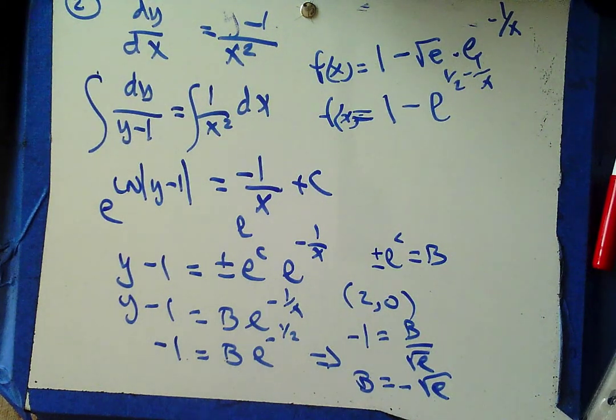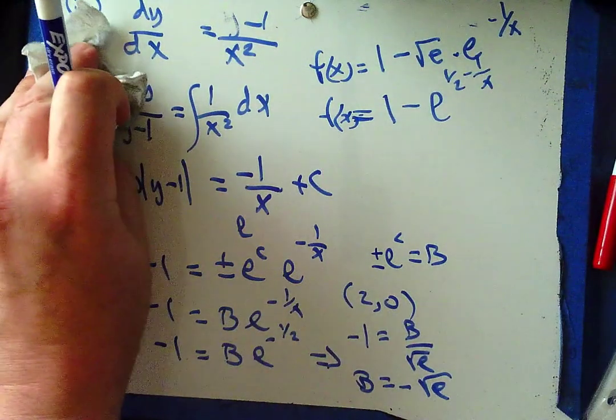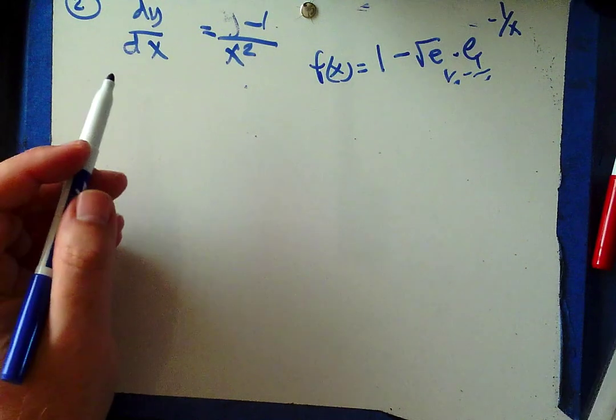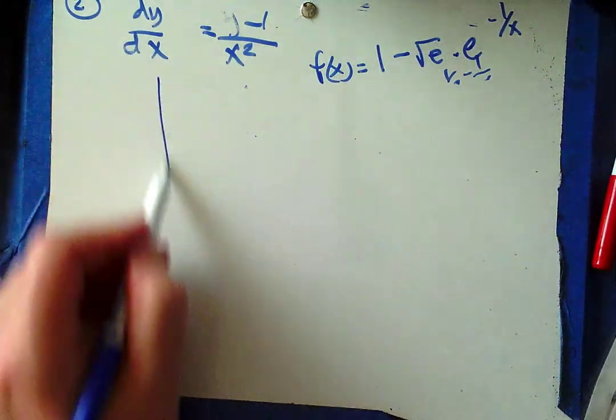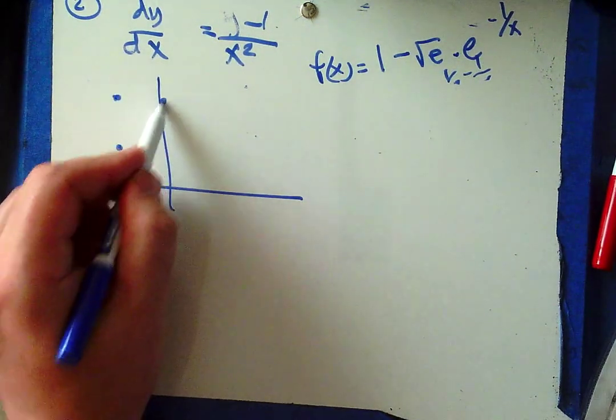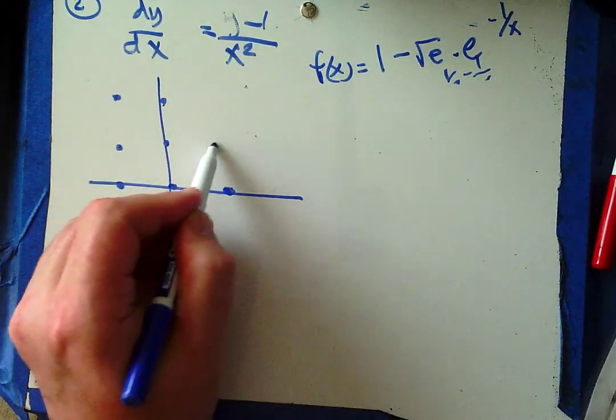And now what about the slope field for part A? Slope field for part A. 1, 2, 3 up, and 4 across.